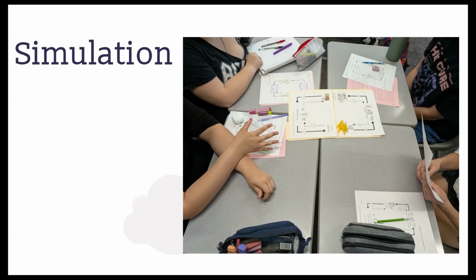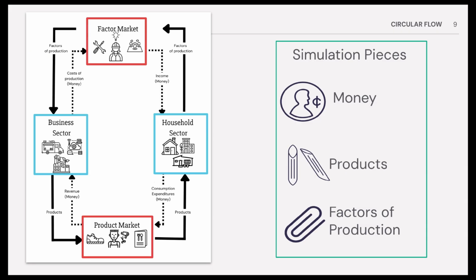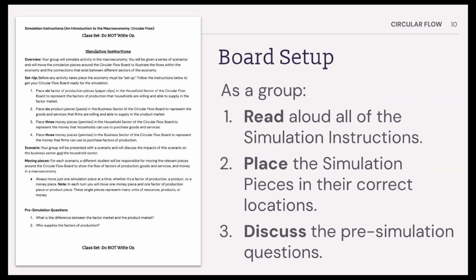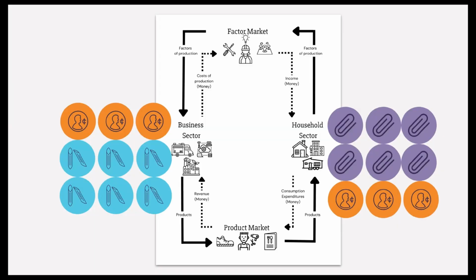After the activator, we jump into the simulation. The groups of 3 or 4 students are each given a simulation board, pieces, and instructions. The simulation pieces are pennies, dried pasta, and paper clips. In their groups, students will read aloud all of their instructions, place their simulation pieces in the correct locations, and discuss the 2 pre-simulation questions that give students an opportunity to retrieve information about factor markets and product markets, which they learned about in Unit 2, Microeconomics.